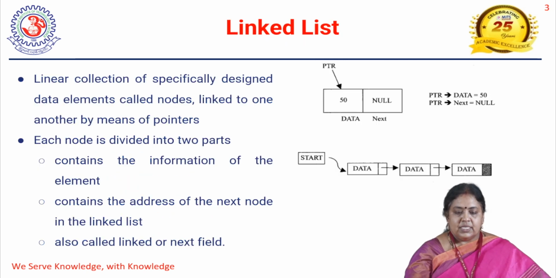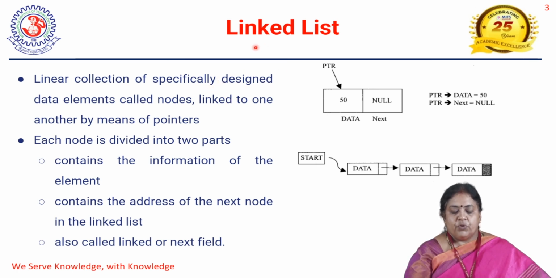So coming to the introduction of this linked list. What do you mean by linked list? Linked list is nothing but a sequential representation of data. What we are saying is a linear collection of specifically designed data elements called nodes, linked to one another by means of pointers. Actually, it is one type of data structure, that means the way of organizing the data in the memory.